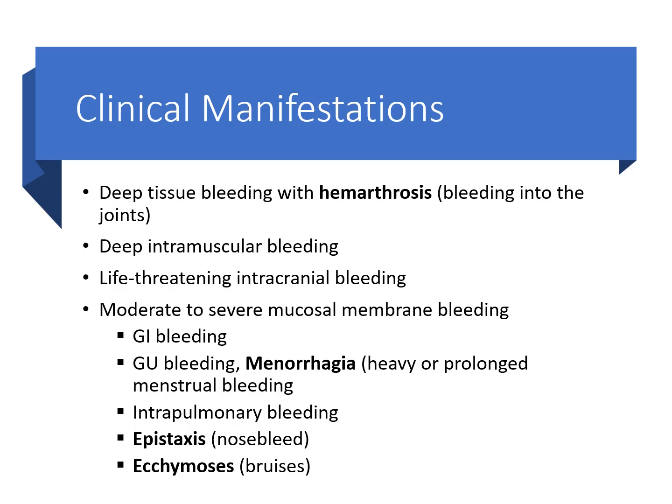Maybe spontaneous life-threatening intracranial bleeding. Moderate to severe mucosal membrane bleeding, like GI bleeding, genitourinary bleeding, menorrhagia or heavy and prolonged menstrual bleeding. Intrapulmonary bleeding, so coughing up blood, and epistaxis, which are nosebleeds. Ecchymosis is another term that we can use for bruising.